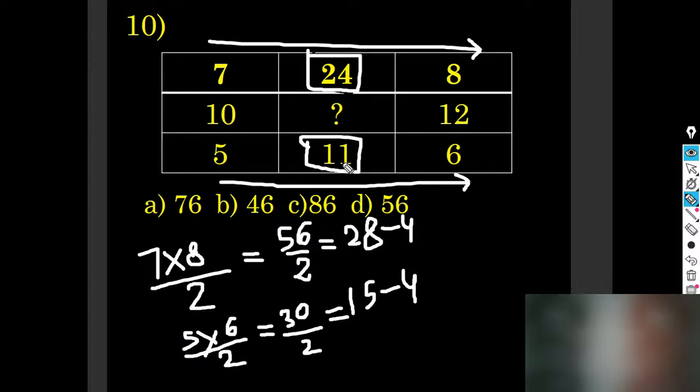56, okay. 10 into 12 is 120. 120 by 2 is 60. So 60 minus 4 is 56. So 56 is the correct answer.